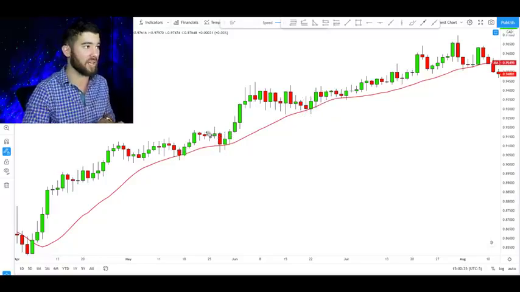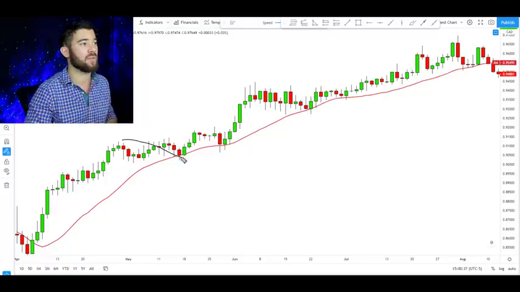As you can see on the chart here, when the market pulls back to that moving average, we get a pop out of it. Pulls back, gets a pop out of it. Pulls back, gets a pop out of it.